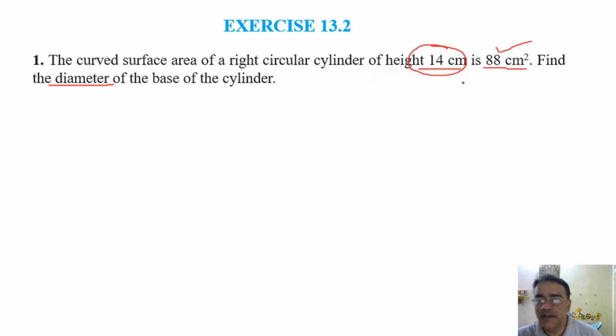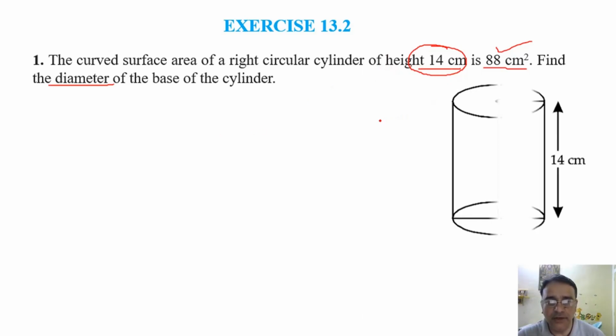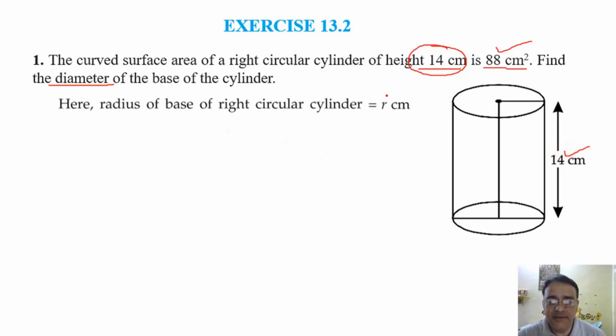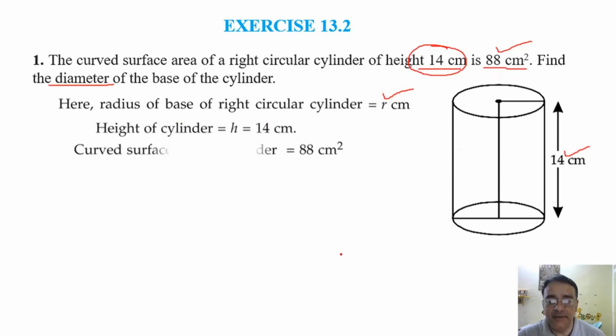Okay, so whatever things are given, that we are going to write first. Height is given 14 centimeter and we are going to take this as height 14 centimeter, and the radius we are going to take r centimeter. Okay, and the curved surface area is given 88 centimeter square, and we know the formula of curved surface area is 2 pi RH. So 2 pi RH is equal to 88. Now substitute all the values here, that is pi and r.